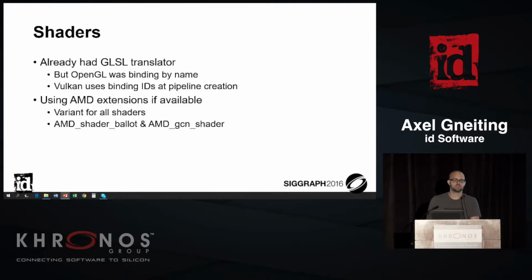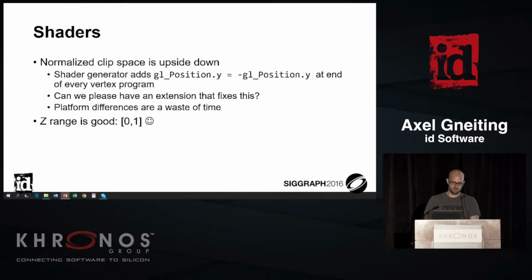Jean and Thiago were talking about that on Monday in the Tech 666 talk. If you have missed that, you should check it out. It's really interesting. And we also use AMD GCN shader. We can, for example, accelerate some cube map lookup stuff with that. What was a bit annoying is that the normalized clip space is upside down in Vulkan.